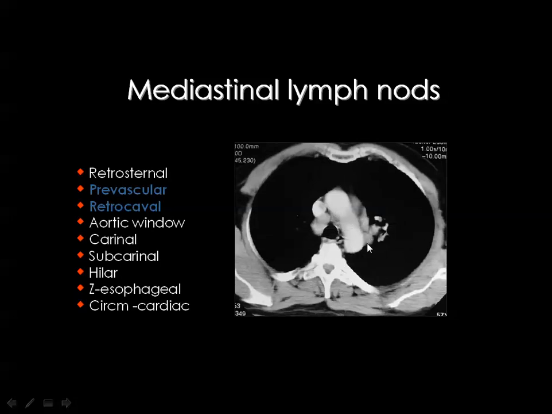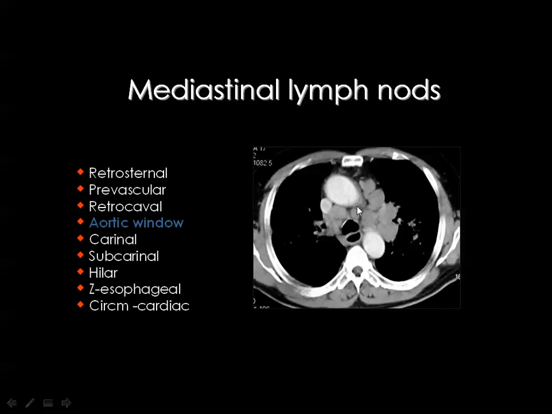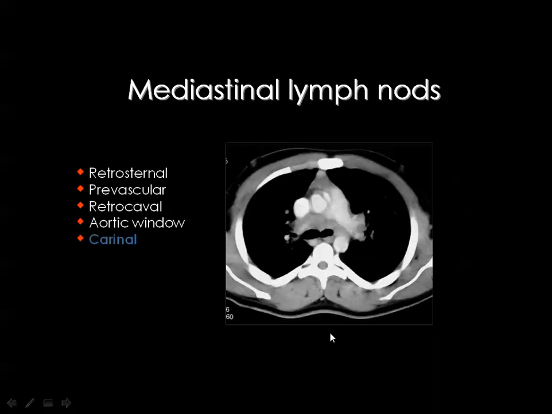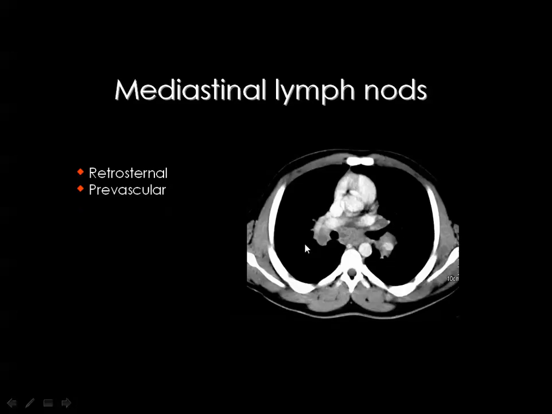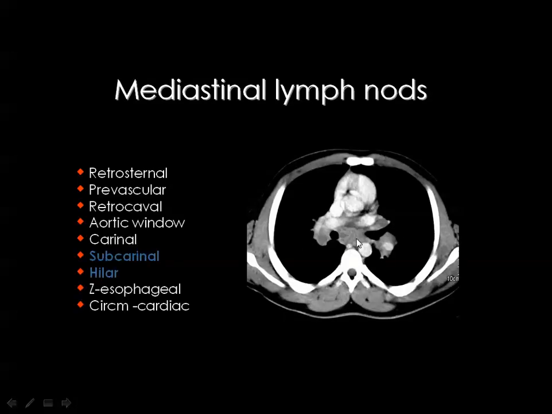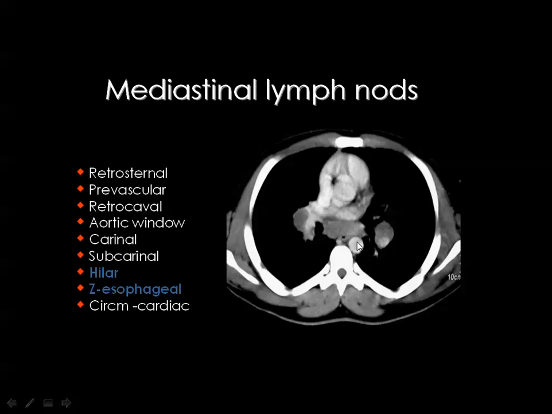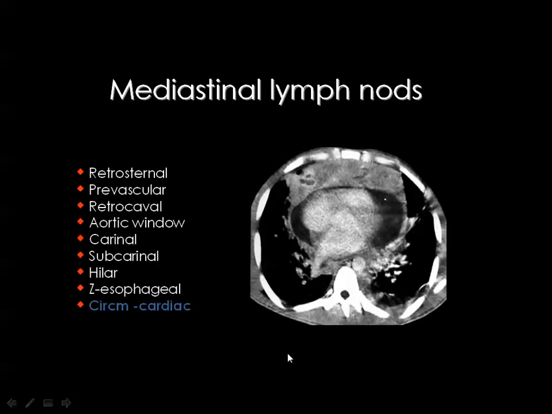The prevascular lymph nodes are arranged along the arch of the aorta. The aortic window lymph nodes are present between the ascending and descending aorta above the pulmonary artery. The carinal lymph nodes are located anterior or posterior to the carina, and the subcarinal lymph nodes are located between the tracheal divisions, and the hilar lymph nodes are located in the hilum. The zygoesophageal group of lymph nodes are related to the esophagus and the azygous vein, also known as posterior mediastinal lymph nodes. And finally, the circumcardiac lymph nodes are arranged along the pericardium.